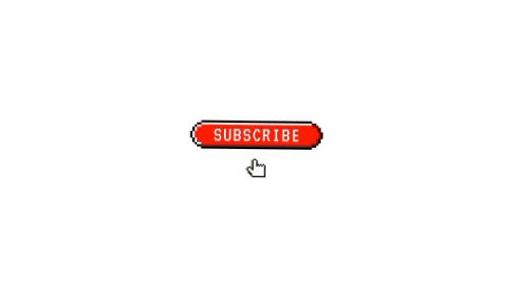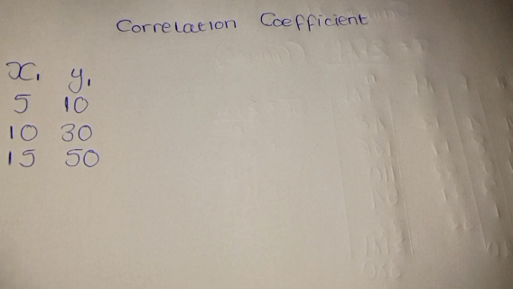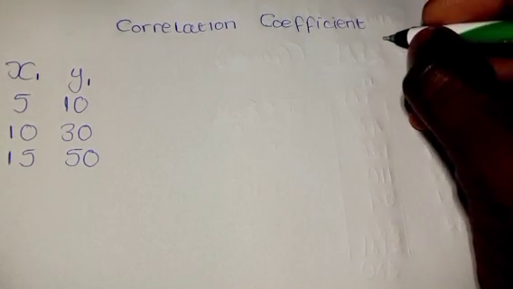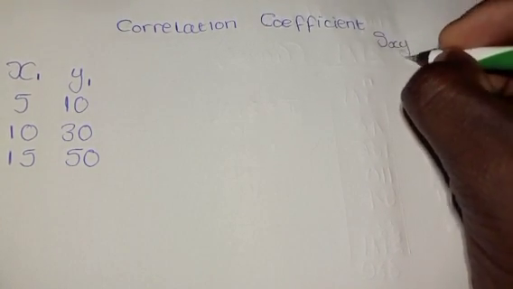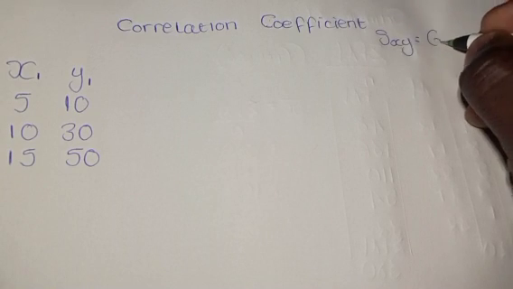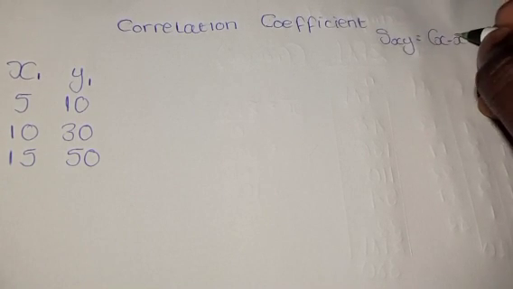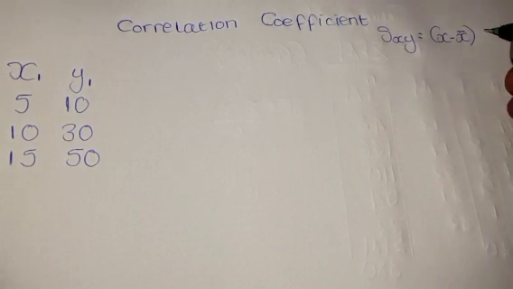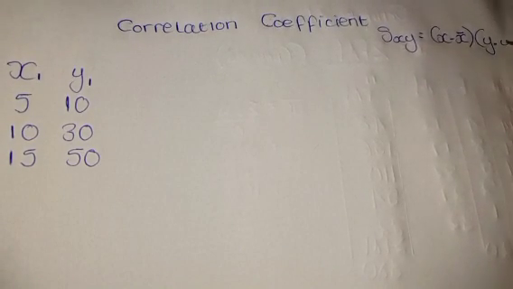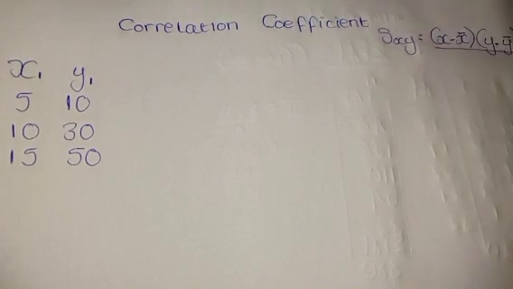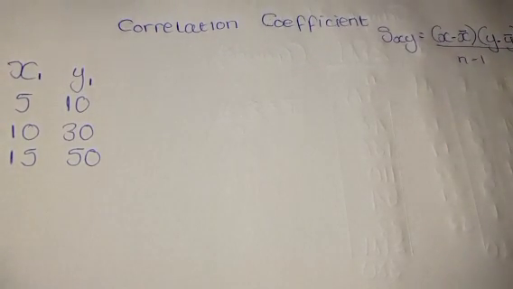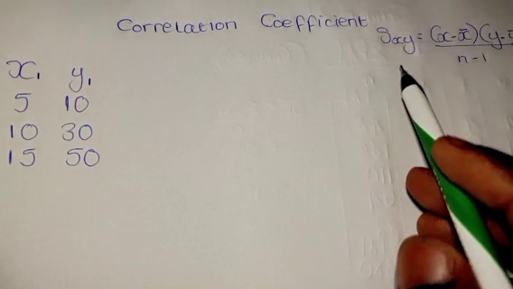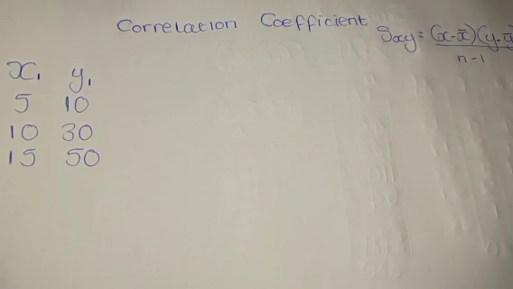Your host, Golden Zulu. So today we have one interesting video under statistics, specifically the correlation coefficient. When we talk about the correlation coefficient, we need to understand that it is given by S_xy equal to the sum of (x minus x mean)(y minus y mean) divided by n minus 1. This is the formula that we always use when we are dealing with the correlation coefficient.